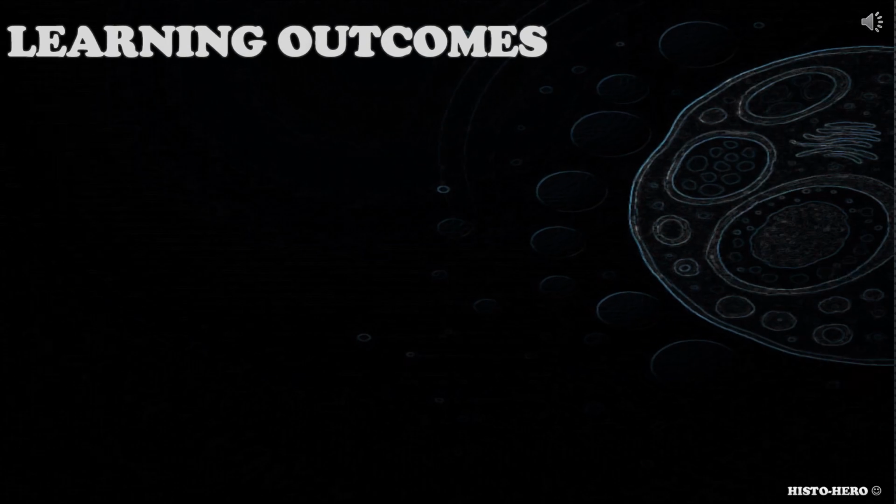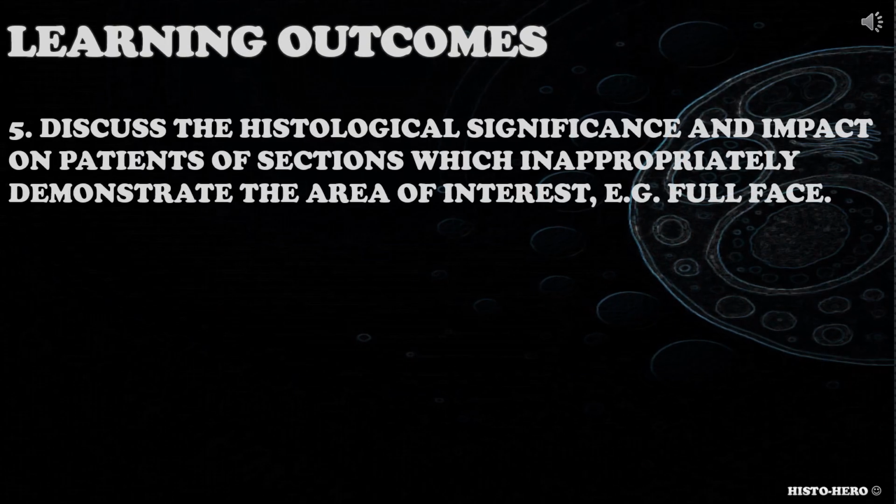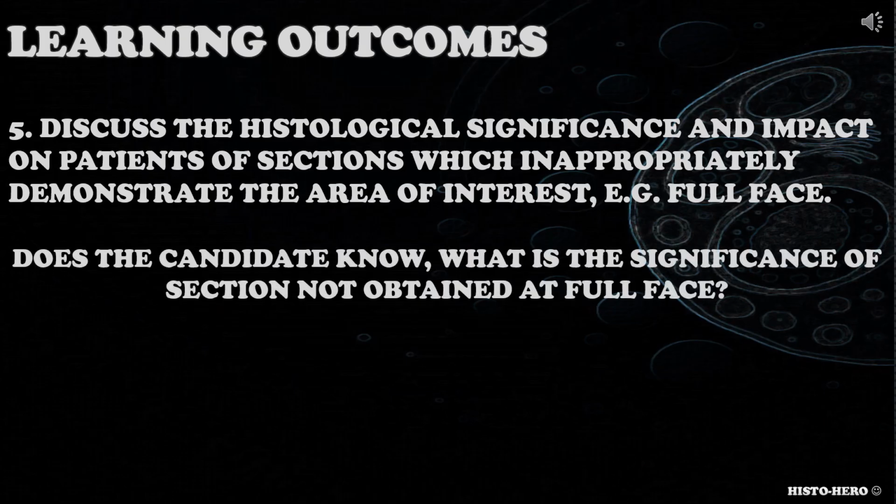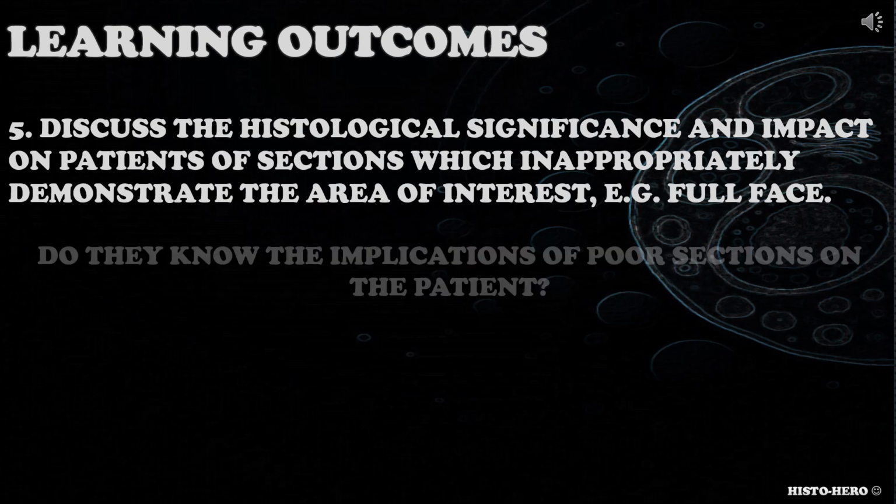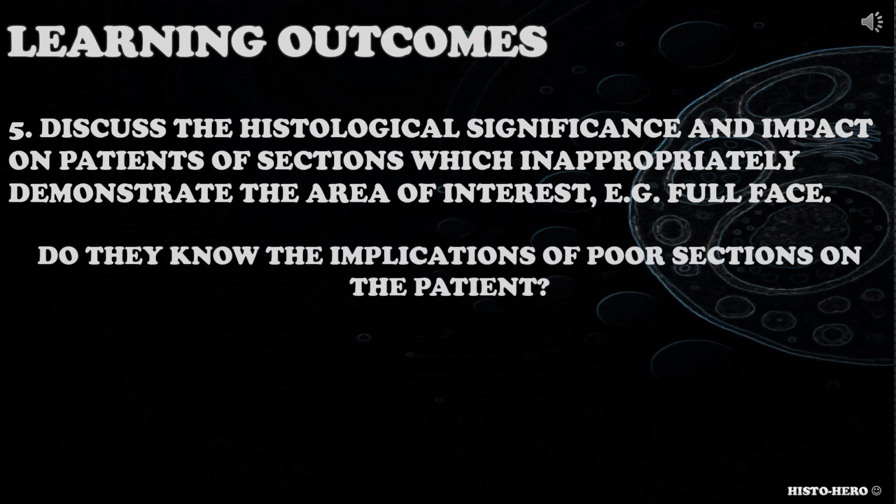The fifth learning outcome is, discuss the histological significance and impact on patients of sections which inappropriately demonstrate the area of interest, e.g. full face. Candidate needs to know about significance of poor sections. Does the candidate know what is the significance of section not obtained at full face? Know the implications of poor sections on the patient?